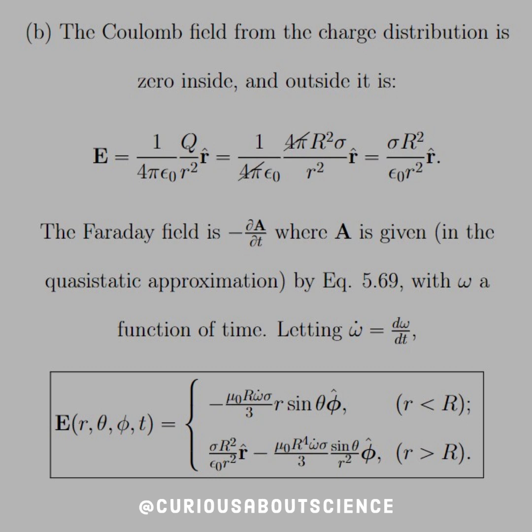And the Faraday-induced field is negative partial of A with respect to t, where A is the quasi-static approximation, which we defined in chapter 5, equation 5.69, with omega as a function of time. So letting omega dot equal d omega dt, we can just go ahead and take the partial derivative and set these things equal. And then once we do that, we can solve it on through. Pretty easy to deal with there. What we see is that for outside, we have the electric field from the Coulomb, add with the derivative of the vector potential, and you are good to go. That's pretty cool.